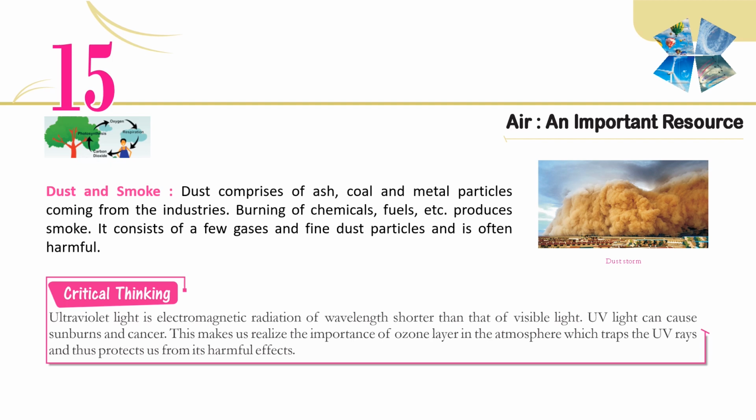Critical thinking. Ultraviolet light is electromagnetic radiation of wavelength shorter than that of visible light. UV light can cause sunburns and cancer. This makes us realize the importance of the ozone layer in the atmosphere, which traps the UV rays and thus protects us from its harmful effects.